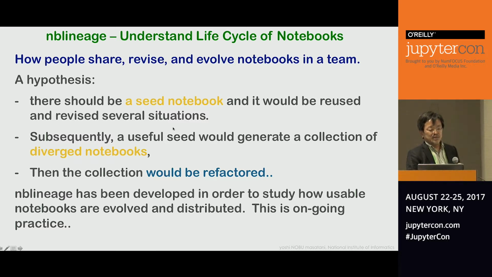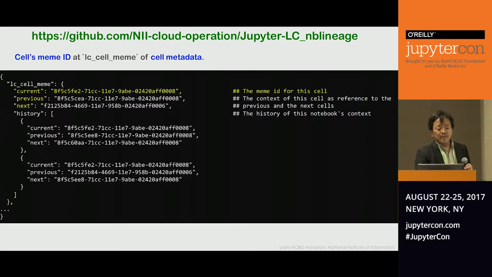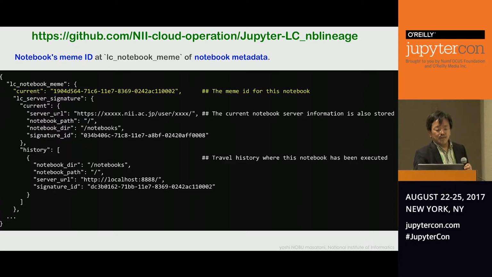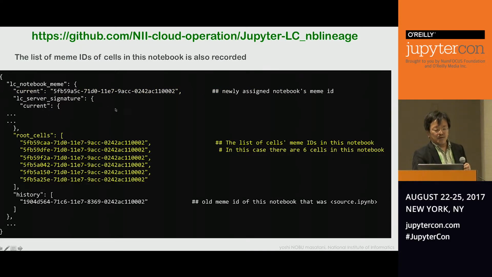We have a hypothesis: there is a seed notebook, and it will be reused in many different situations. After that, we can refactor and get more functional and reusable notebooks. For that purpose, we put in a function we call NB lineage. This extension assigns a unique ID to each cell, and each cell has a unique ID and links to the previous and next cells. Also, when a notebook is changed, these histories are stored. On top of the notebook metadata, there is a list of cells it includes. In this way, we can trace the changes in a notebook.